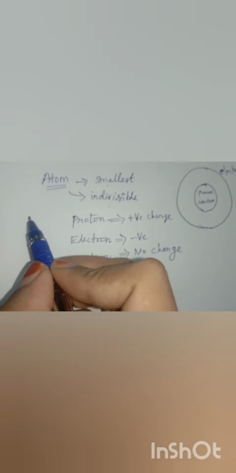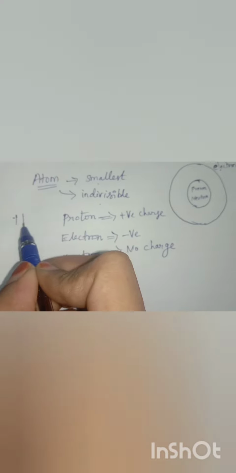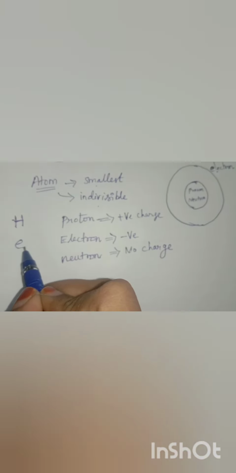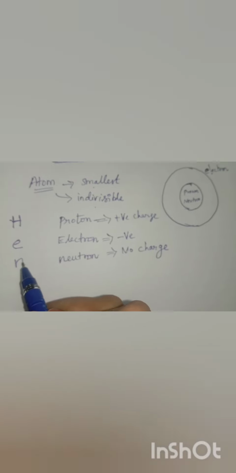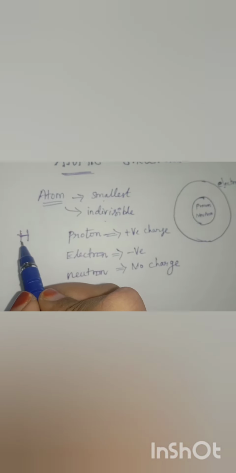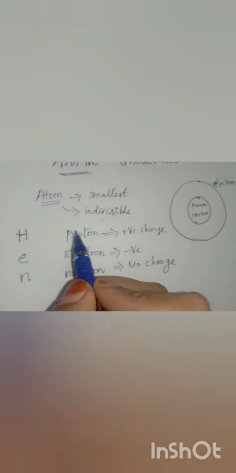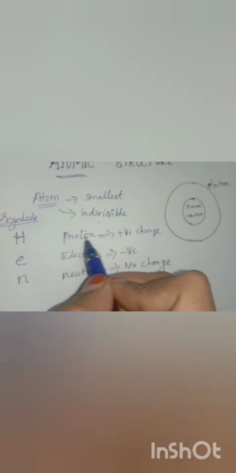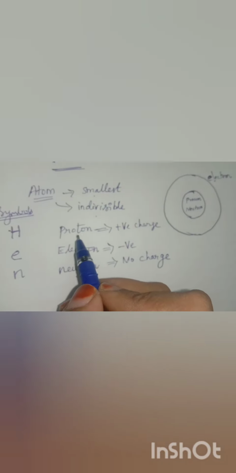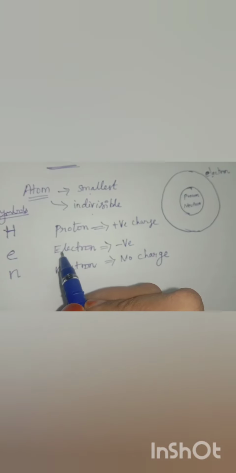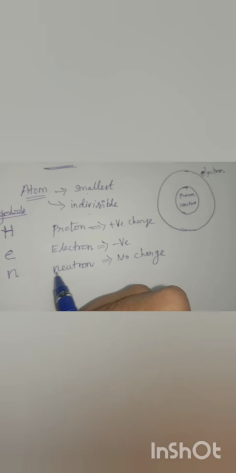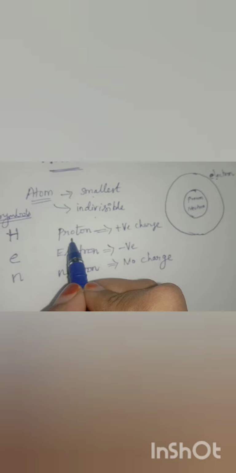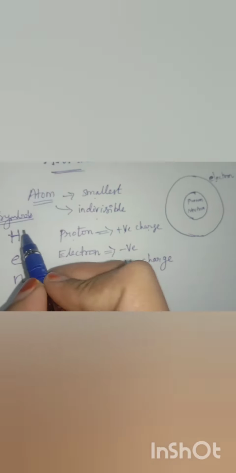For proton, the symbol is H. For electron, E. For neutron, N. These are all the symbols for the subatomic particles. For proton, H is the symbol. For electron, E is the symbol. And for neutron, N is the symbol. What is the charge I said here? Proton is positively charged. So, H plus.